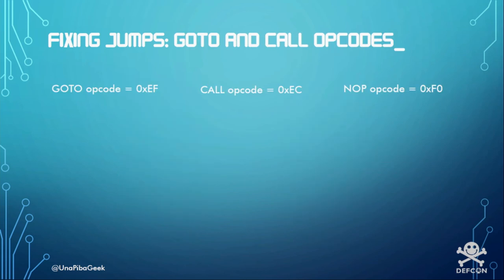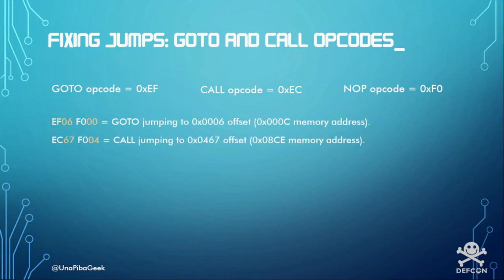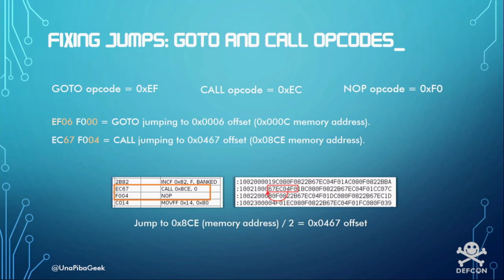These are the opcodes of GOTO, CALL and NOP instructions. In PIC microcontrollers, the assembly instructions are 16 bits in length. So 8 bits are used for the opcode and 8 bits for the memory address where it has to jump to. But 2 more bytes are reserved in case of needing to jump more than 255 positions. Here we can see an example of GOTO and CALL. The first jump is to the offset 6, and the second one to the offset 467. In the disassembly view, we're going to see the memory address. So we have to divide it by 2 to get the offset, and then be able to locate the jump in the hex dump.